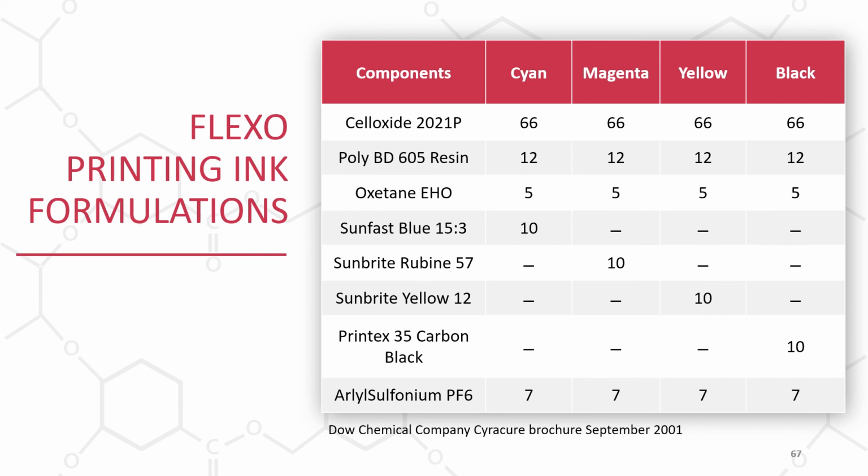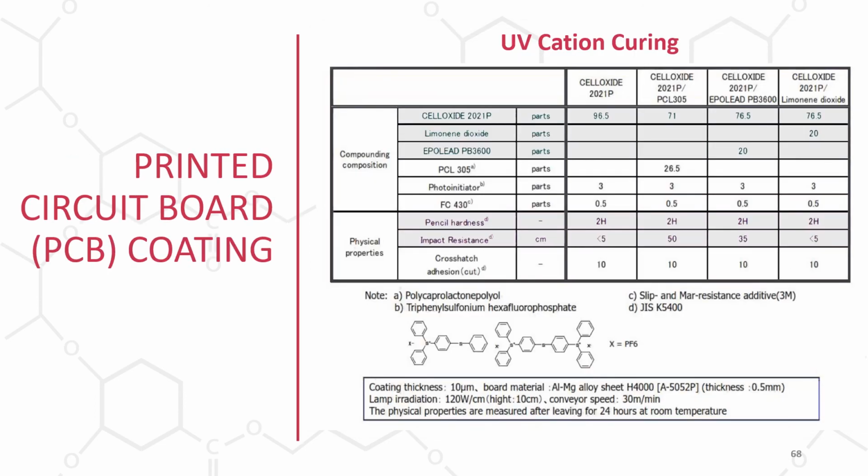And finally, I'd like to illustrate a printed circuit board coating, a PCB coating, that was based on cationic cure chemistry. Once again, Celloxide 2021P was the material of choice, but also limonene dioxide, Epolead material, and PCL305, and this gave a very good, effective, and commercial PCB coating.